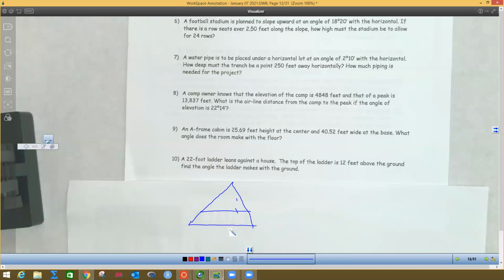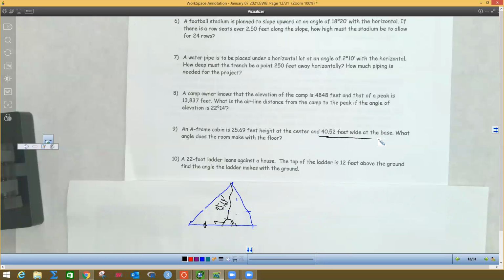Down here, we're going to call that the ground. An A-frame cabin is 25.69 feet high at the center. So do I have that drawn in here yet? I do not. So the center is going to come up to here. This is supposed to make these two equal. I know it doesn't, but those two are equal because it's the center. Does that make sense? I'm going to erase this because we don't need it. And this black part is 25.69 feet. By the way, it's perpendicular on both sides.